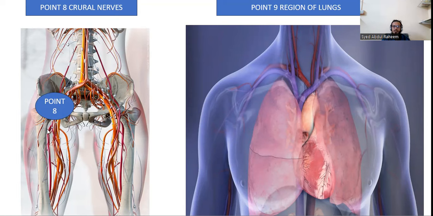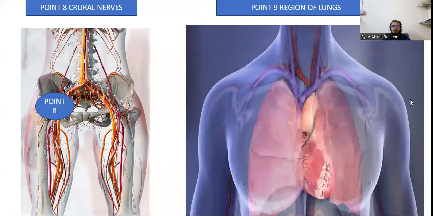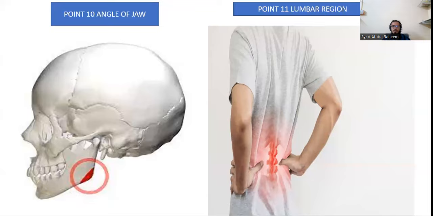Okay. At the pelvic region of lungs, you can see here the lobes, where you have to apply the electricities or other remedies. And here we have the angle of jaw. Okay. And lumbar region. Okay. Point 11, lumbar region.